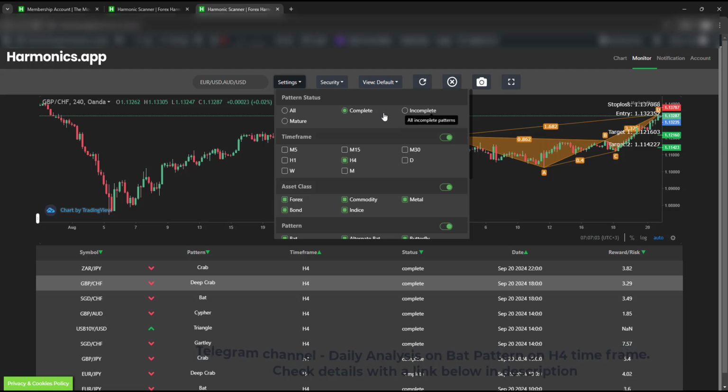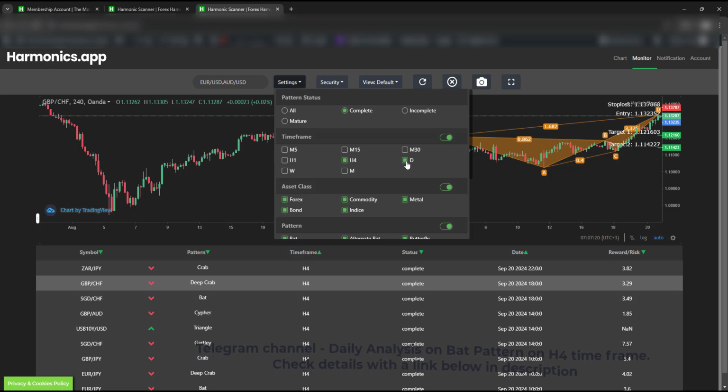You can also use incomplete and mature or all of them if you would like. All details about this one you can find on the YouTube channel of the Harmonic SEP Scanner. There are more details about each of the pattern status. Then you can select the time frame, which I have just selected only 4-hour time frame.